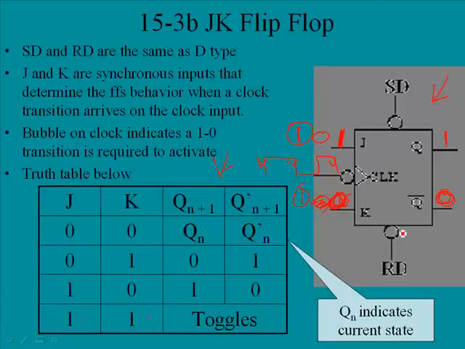And so this dictates the truth table for synchronous operation for a JK flip-flop. And as in the D type, if you have a value coming in on either the set or the reset, it will override whatever the JK is doing.